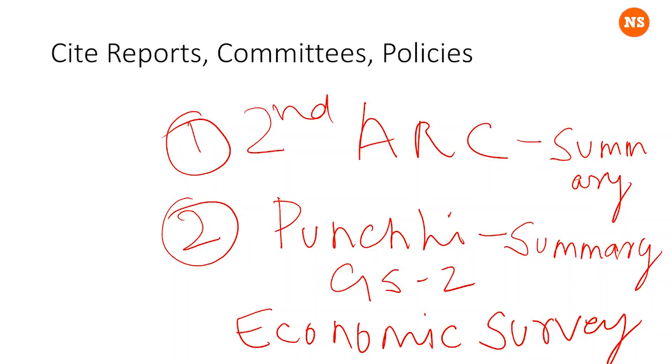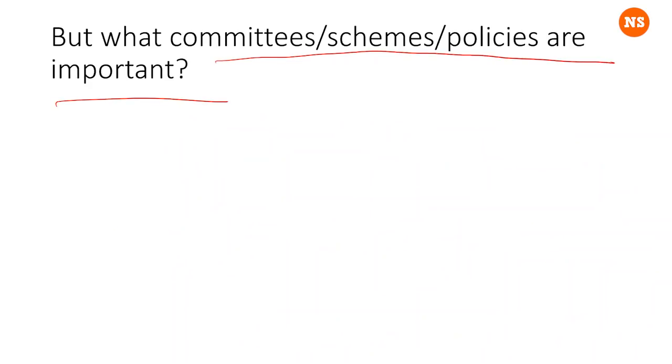Now, once we are done with the reports, another question that the students have is, what committees, schemes and policies are important? See, there are thousands of committees, thousands of schemes, thousands of policies that are being published. But which ones to choose? That is what the question is all about. So see, there's a very simple thumb rule to this.